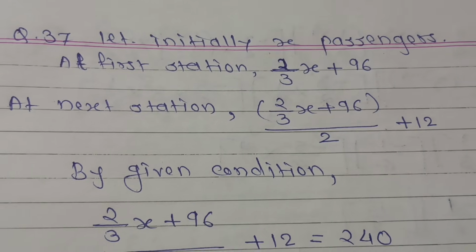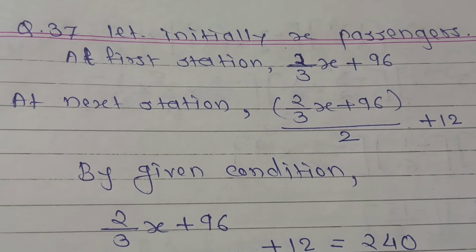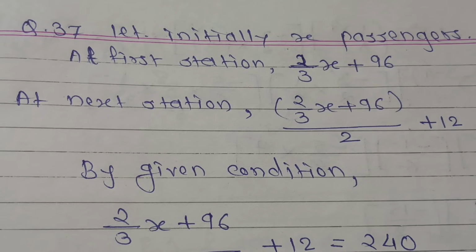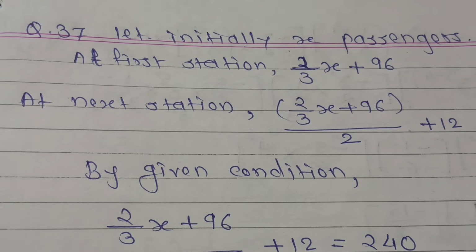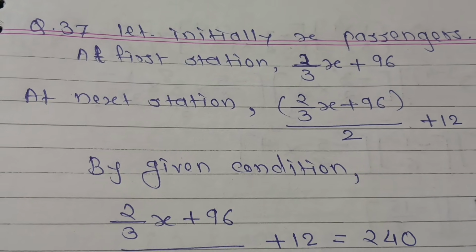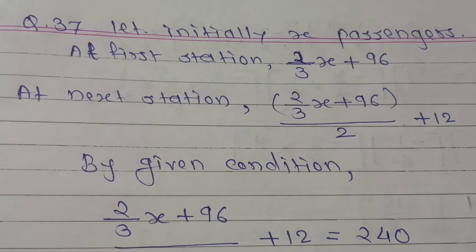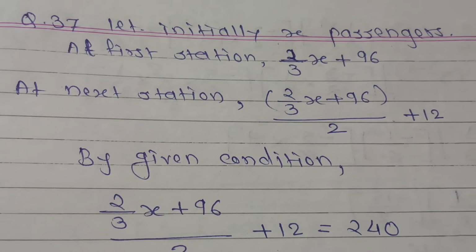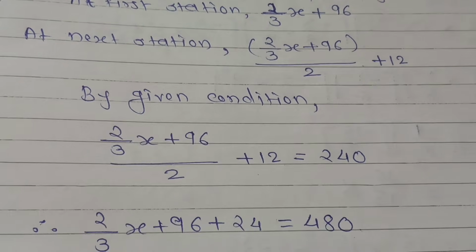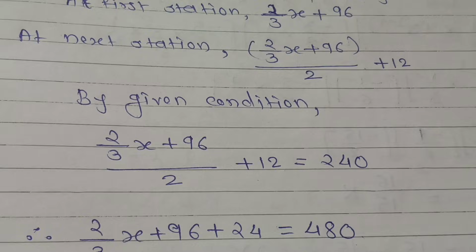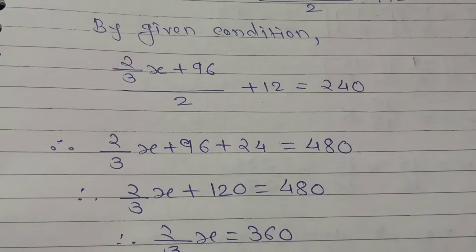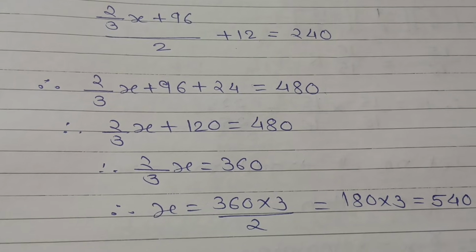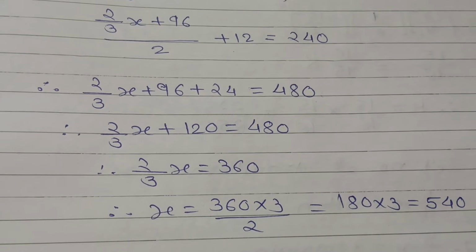Let the number of passengers initially be x. So at the first station, 2/3 of the passengers remain and 96 more join. So 2/3 x plus 96. At the next station, half of the passengers get deboarded. So 2/3 x plus 96, divided by 2, and 12 more join. So plus 12. But by the given condition, this is equal to 240. So after solving the equation, we get the value of x as 540. Hence, initially there were 540 passengers in the train. Option A.